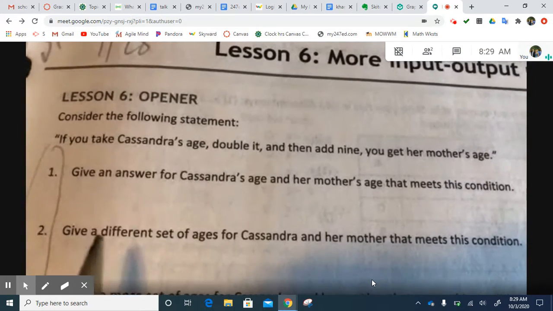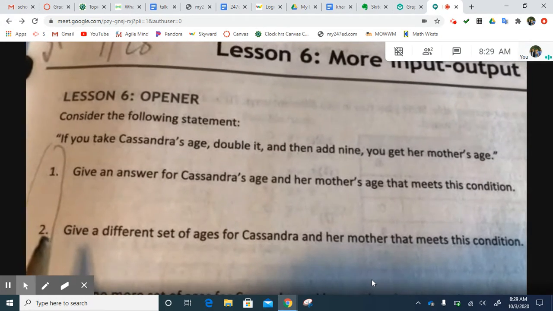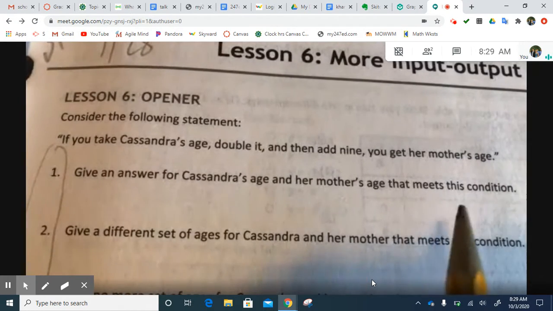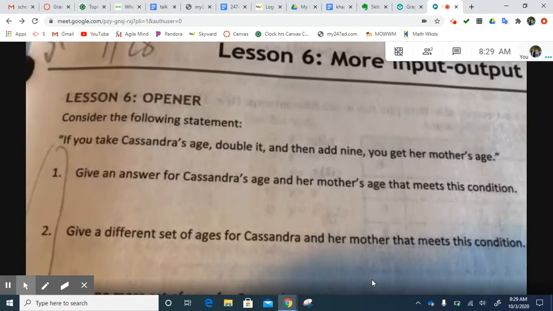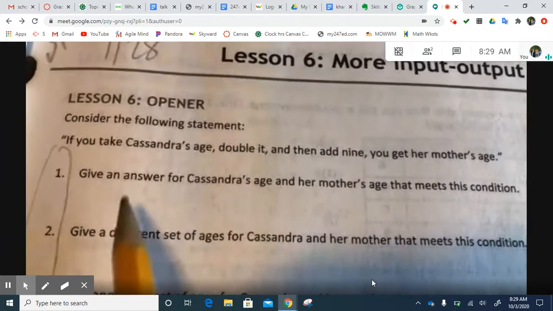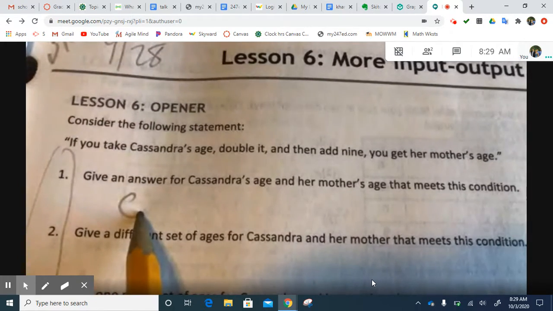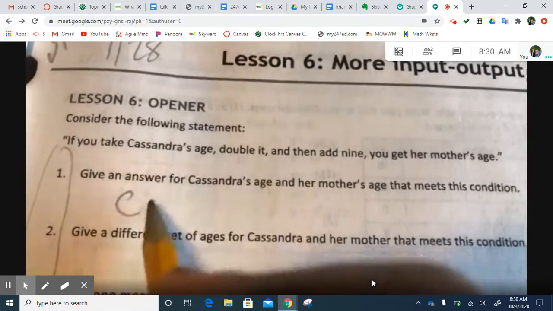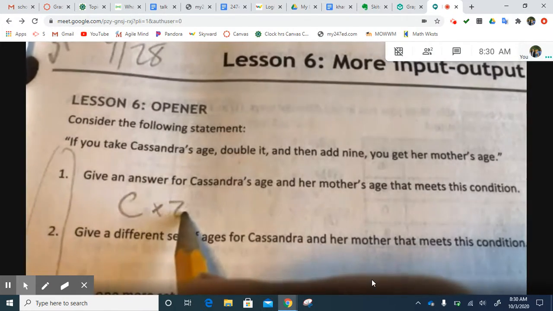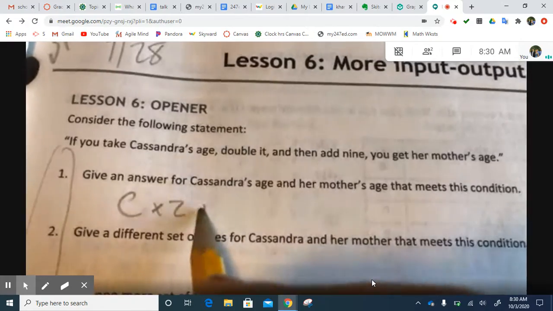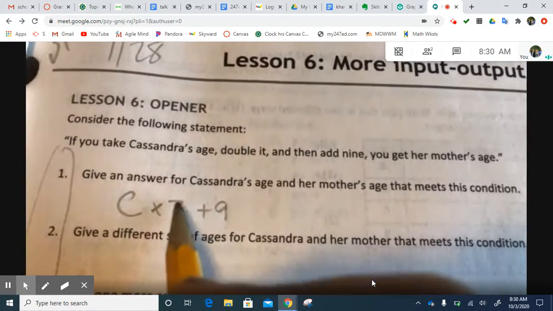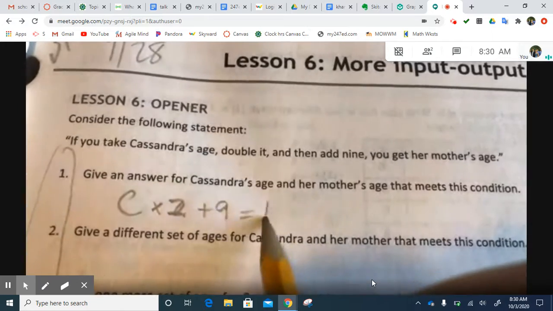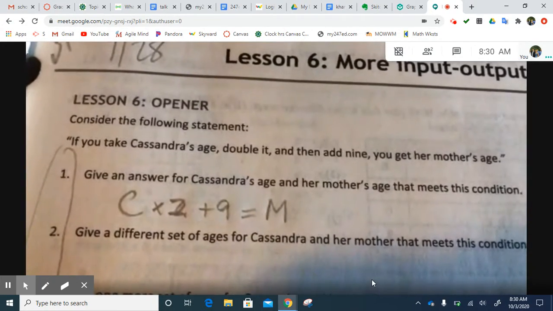All right, if you take Cassandra's age, double it, and then add 9, you get her mother's age. Give an answer for Cassandra's age and her mother's age that meets this condition. So it looks like we take Cassandra's age and double it. So I'm going to multiply by 2 and then add 9. Looks like a Z. And that would give the mom's age.